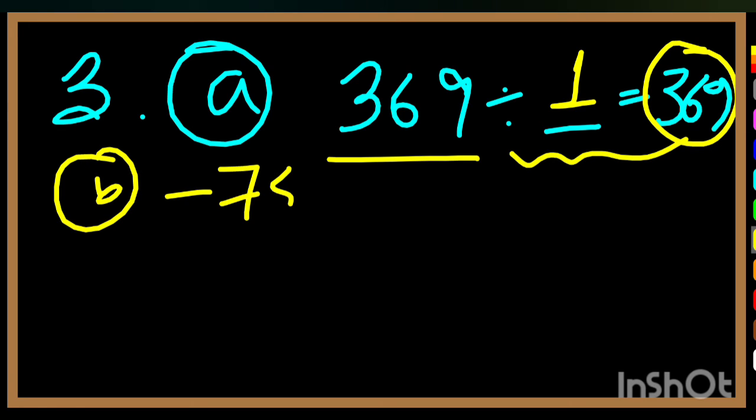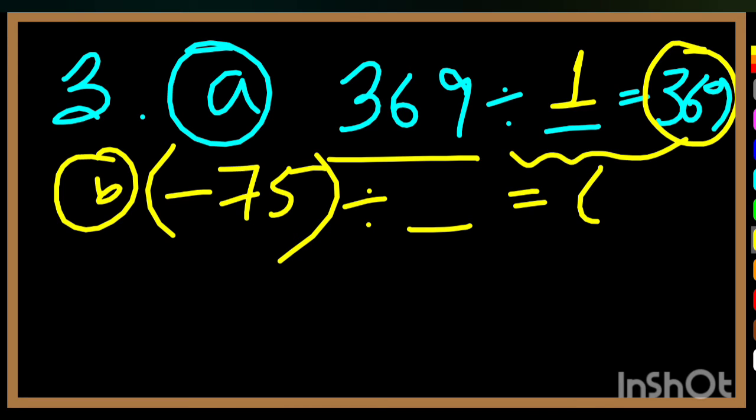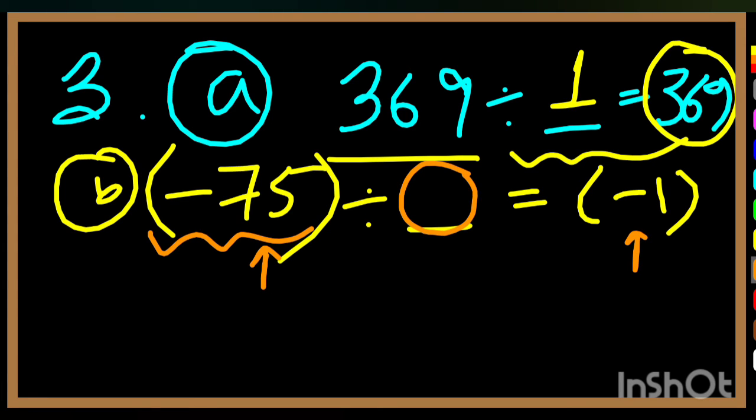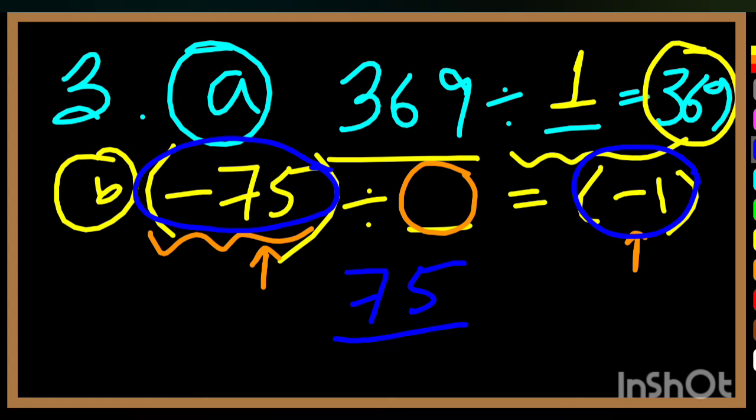Minus 75 is being divided by such a number where we are getting minus 1 in the answer. So what will you do? Simply we will just divide this number, because this number is the dividend and this is the quotient. So for finding the divisor we will divide this dividend by this quotient. So just divide it by this one. So here minus 75 is being divided by minus 1.